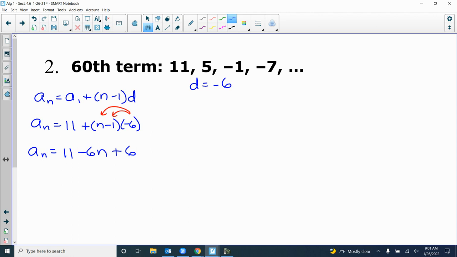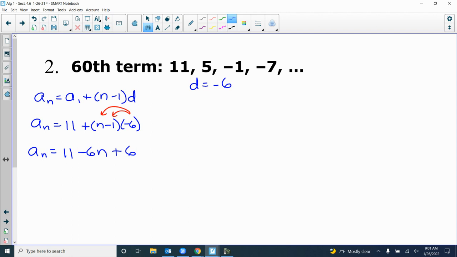How'd you get this? Okay, I got a negative 1 here, right? I got a negative 6. I'm multiplying those two together. Negative times a negative is always positive. All right, now final answer though.